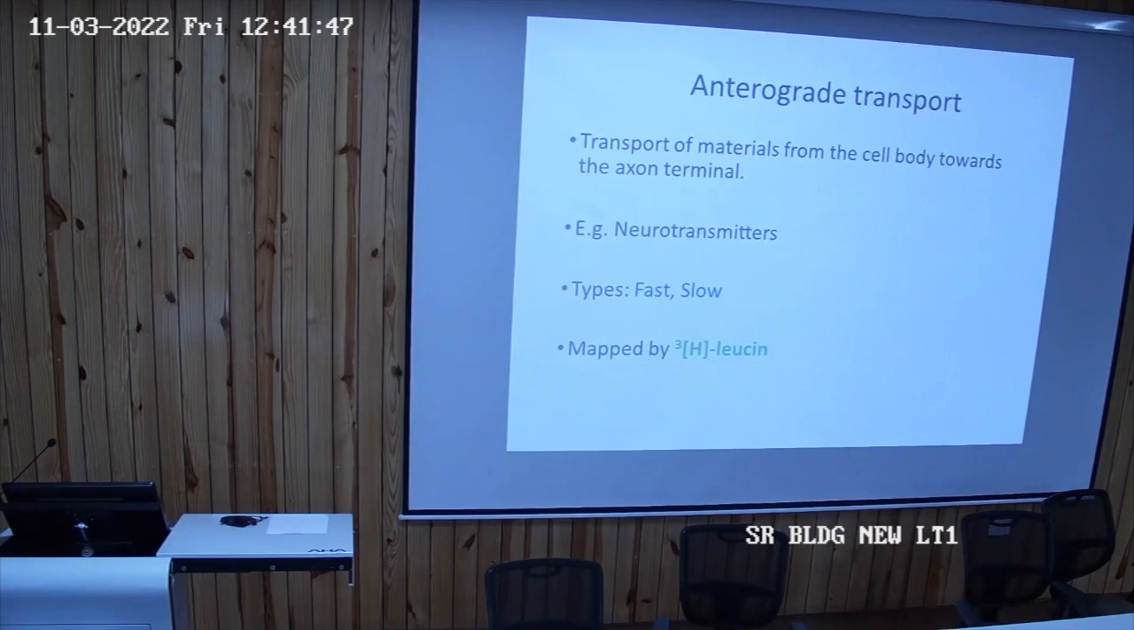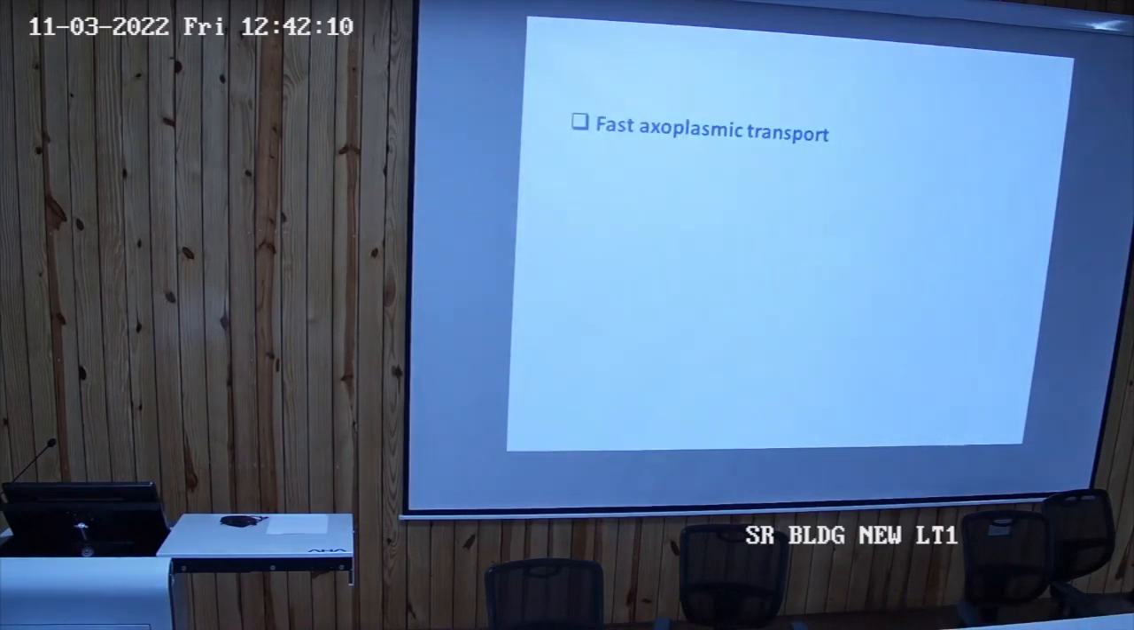And this anterograde transport may be fast transport with a higher speed, and there will be slow transport also. This can be mapped by a dye, that is called leucine, the radioactive leucine. So it has been observed. Fast. So the fast axoplasmic transport speed is up to 400 millimeter per day. That is fast axoplasmic transport.